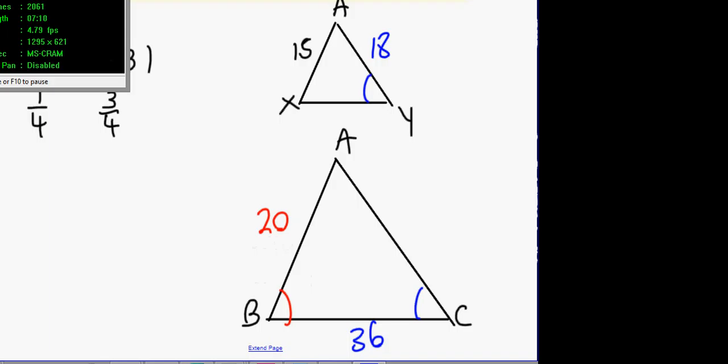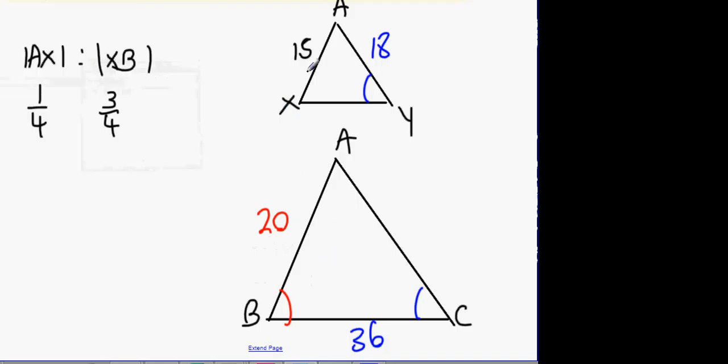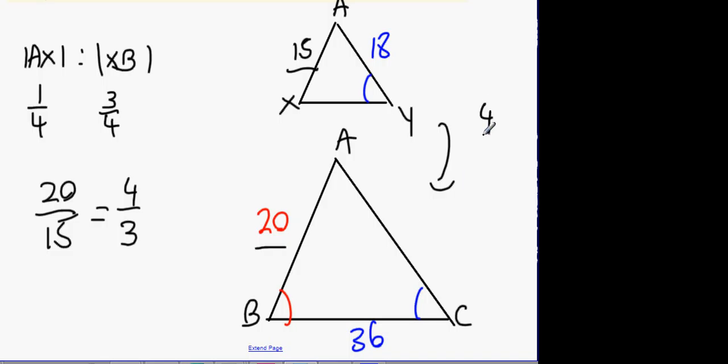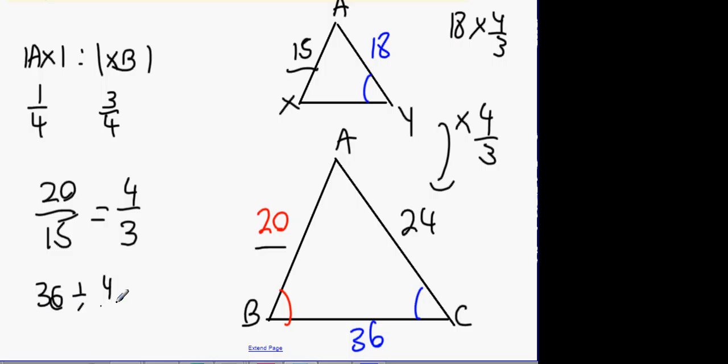We're just going to stay with the same technique: compare 20 to 15. How much bigger is 20 than 15? You divide it and we get 4/3. This triangle is 4/3 times bigger than its counterpart. What's 4/3 times 18? 24. Finally, divide 36 by 4/3 and what we should get there is 27.